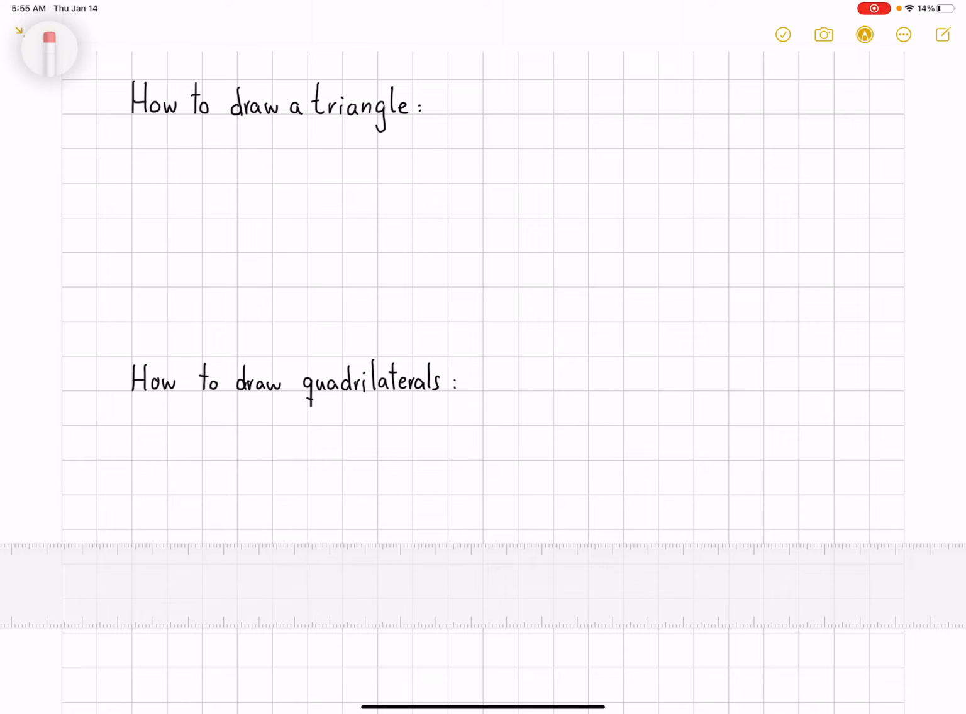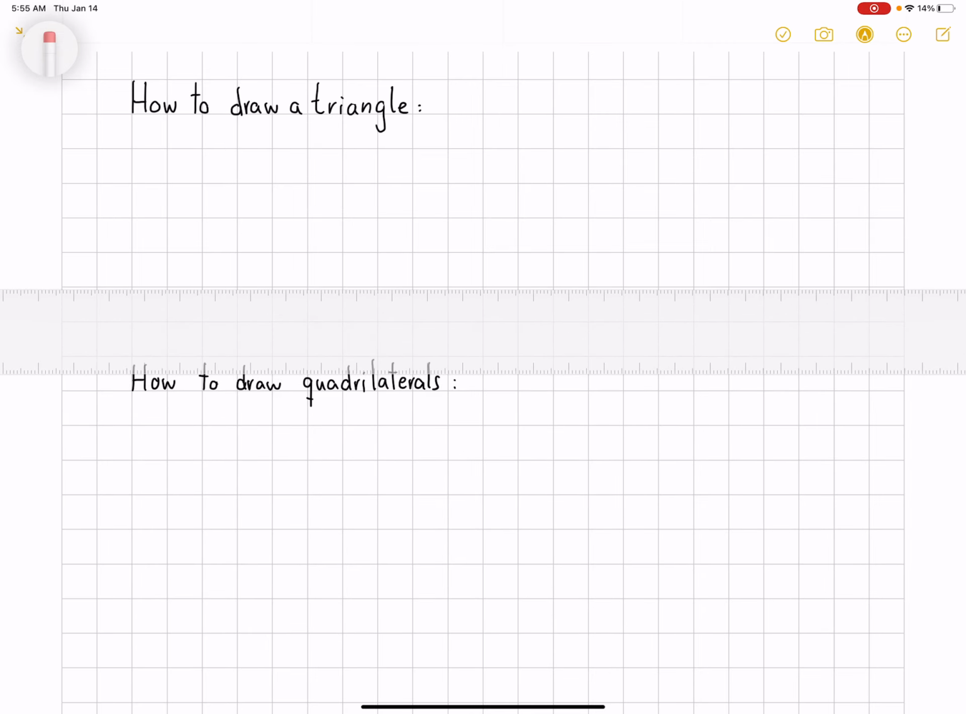Good morning, my mathematicians. Today we're going to review how to draw a triangle. A triangle has 3 sides and 3 vertices. So we're going to draw 3 straight lines.